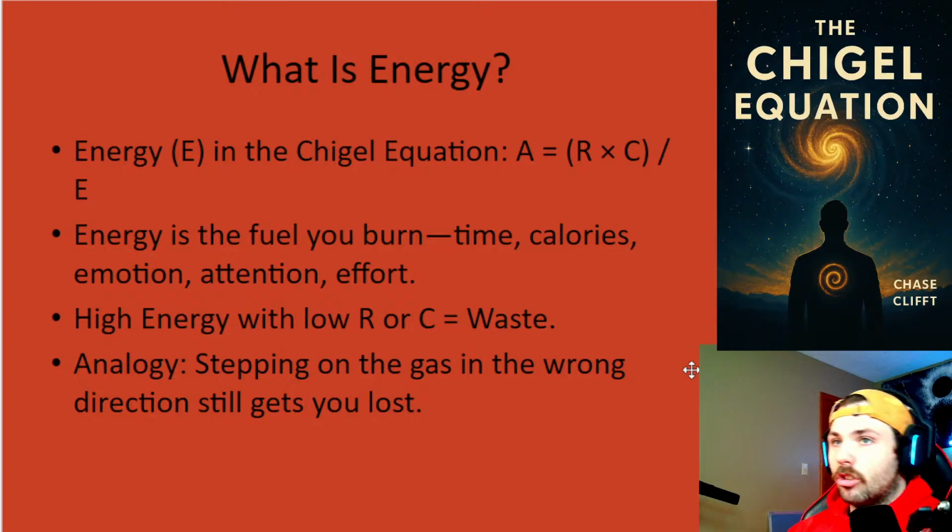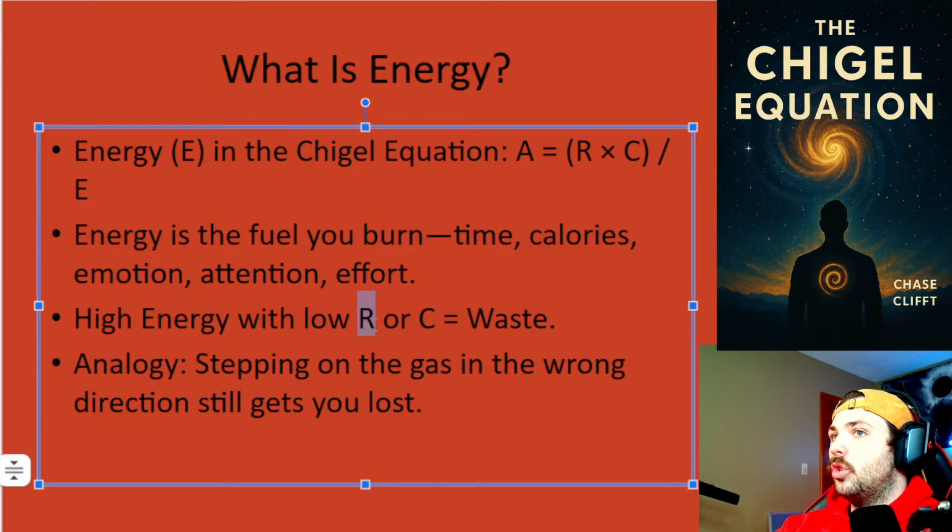And this is probably what you're thinking about when we think about getting more energy: how can I put in more effort? Well, it's not necessarily about getting more energy. It's about optimization. High energy with low R or C equals wasted energy. So what this means is that you have a lot of energy to do something, but your resonance is low. That means you don't really care about the goal that needs to get done.